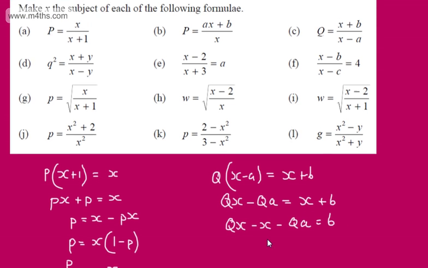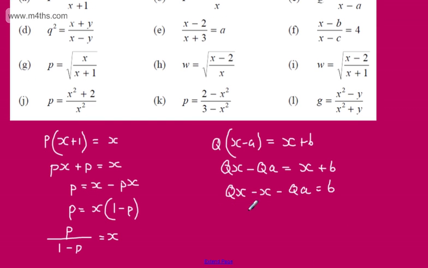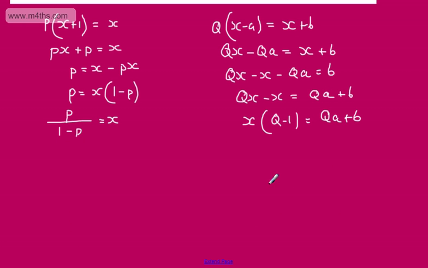I only want terms in x on the left hand side, so I'm going to add qa to both sides. qx minus x is equal to qa plus b. I'm now going to factor the x out. x times q minus 1 is equal to qa plus b, and then I'm going to divide through by the content of the bracket. x will be equal to qa plus b over q minus 1, and we've made x the subject.